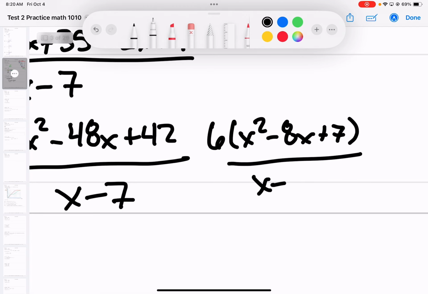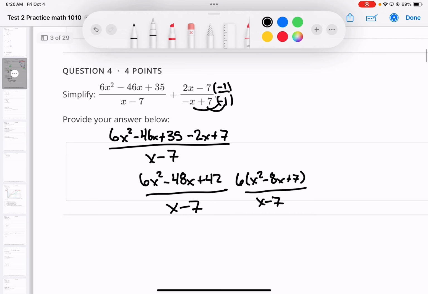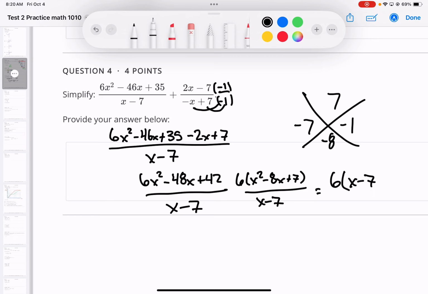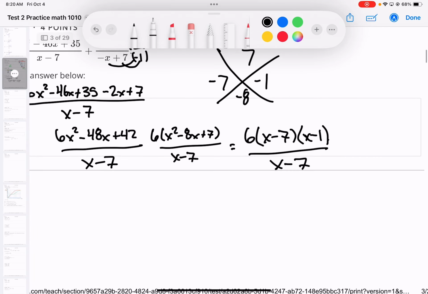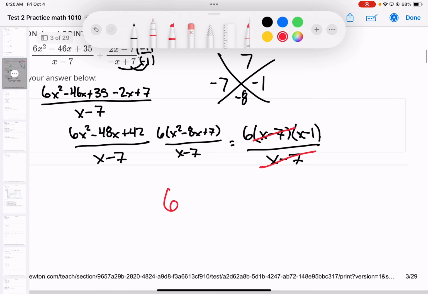We have this x minus 7. So now we're going to have to do the x method. So we got 7 and -8. So -7, -1. So we got 6 and then x minus 7, x minus 1, and then that is over x minus 7. Hey, is there something we can cancel out? We can get rid of the x minus 7. So that's going to leave us with 6 and then x minus 1.